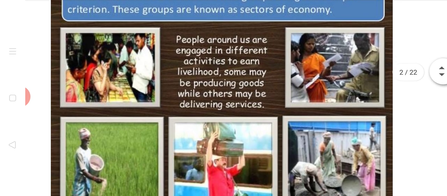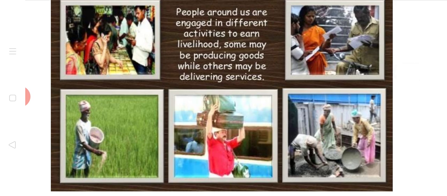So here, with the help of this picture, we see the farmer, and there is another one where some ladies are doing shopping, and here there is a postmaster who is distributing letters. There is a coolie who has luggage, and there is a construction site where some laborers are working. So these are the different activities which are undertaken by different people. On this basis, we classify the activities into three sectors: primary, secondary, or tertiary.